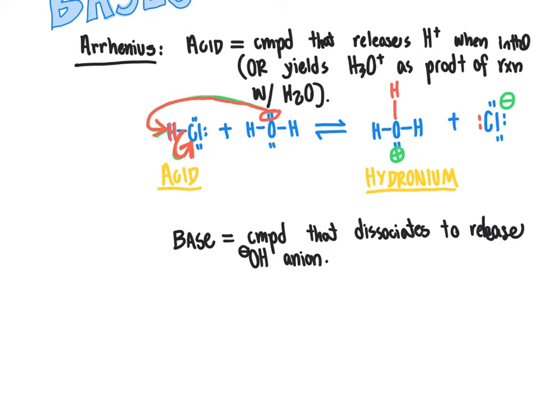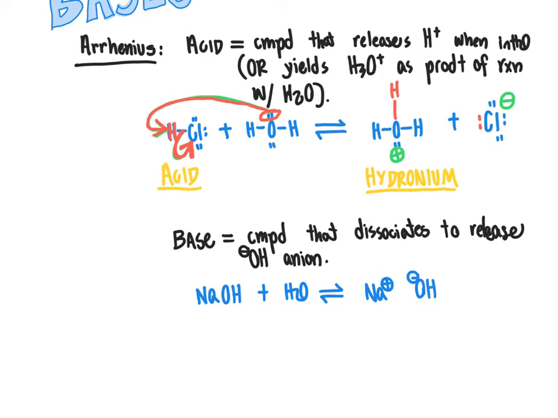And so an example of this would be something like sodium hydroxide, NaOH. What's going to happen is that when you dissolve that substance in water, it's going to release hydroxide anions. So you'd end up with Na+ and OH- because that is an ionic bond between those two substances.